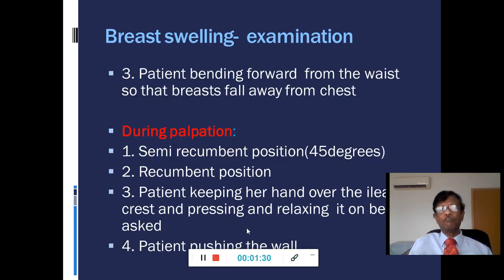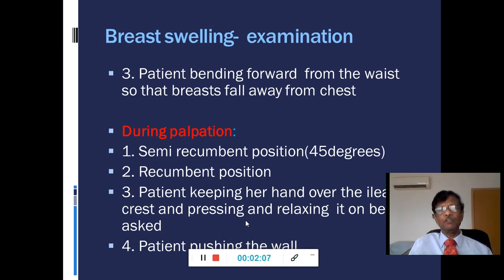The patient bends forward from the waist so that the breast will fall away from the chest. In this position, we can make out whether the swelling is arising from the chest wall or from the breast. Sometimes a swelling in the breast also gets fixed to the chest wall. Those arising from the chest wall, or fixed to the chest wall, will not fall away from the chest during the bending forward position. Those swellings which are in the breast will fall away. So that position will be helpful in the inspection.